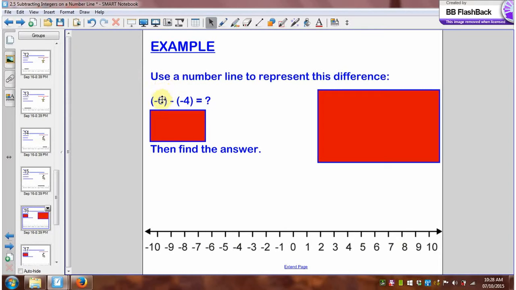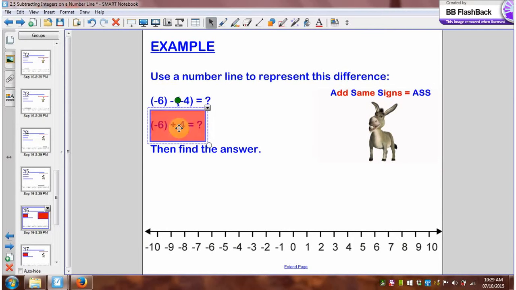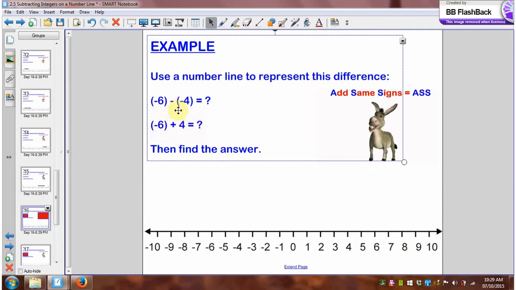So negative 6 minus a negative 4. Our first step, what rule do we use? ASS or SID, S-I-D. Okay, so we look here, what are our two signs in the middle? Negative and negative, so we add same signs. Okay, so remember the donkey. So we carry down our negative 6, and then our two signs in the middle become positive.